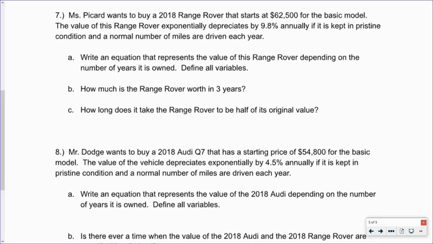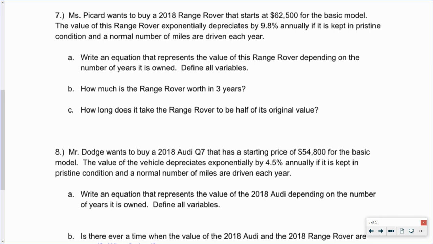Miss Picard wants to buy a 2018 Range Rover that starts at $62,500 for the basic model. The value of the Range Rover exponentially depreciates by 9.8% annually if it is kept in pristine condition and a normal number of miles are driven each year. Part A says write an equation that represents the value of this Range Rover depending upon the number of years that it's owned. Define your variables. B, how much is the Range Rover worth in 3 years? And then C, how long does it take the Range Rover to be half of its original value?